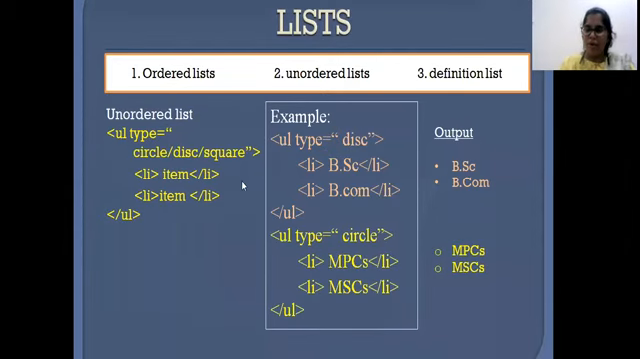An unordered list also uses two tags. The first tag is the UL tag, which represents an unordered list, and the second tag is the LI tag, which also represents a list item, the same as in an ordered list. Here, there are three types of unordered list supported in basic HTML. They are circle, disc, and square.